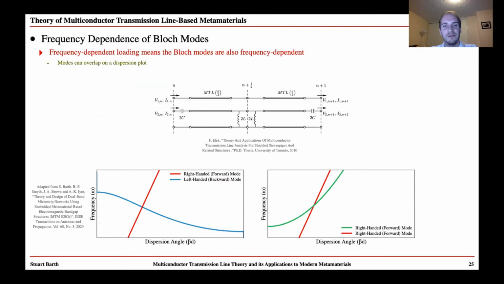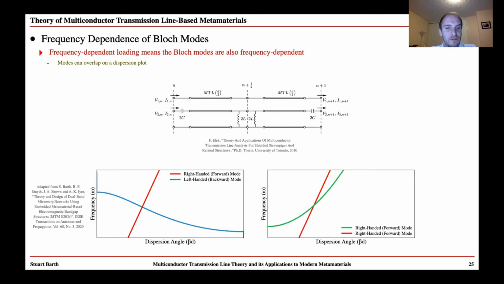And interestingly enough, because we've loaded these MTLs with frequency-dependent components, right, capacitors and inductors typically, these Bloch modes are also frequency-dependent, unlike the multi-conductor transmission line modes, which we generally assume are frequency-independent. And this means that if we have a dispersion diagram, these modes can overlap with each other or have all sorts of different band structures or just interesting dispersion effects. So I've shown some examples here on the bottom.